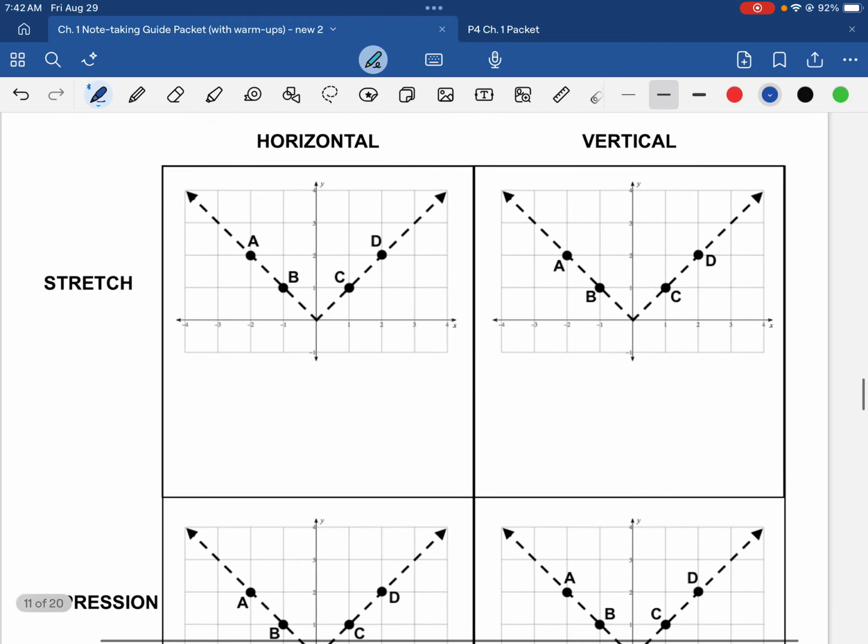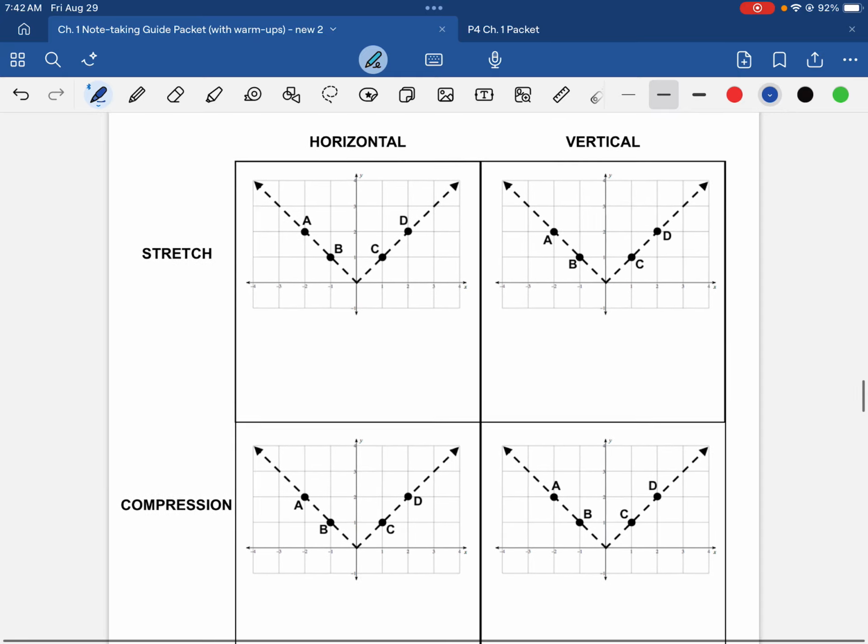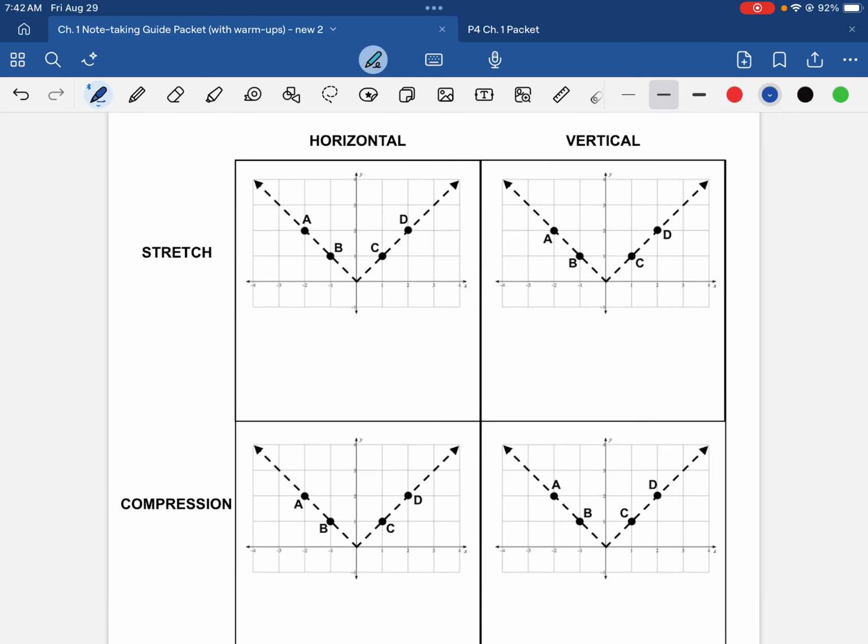Okay, so I'm going to look at the 4 types of stretches and compressions and get a little chart going here to organize things. Okay, so I've got the parent graph already drawn on all 4 of these graphs. So let's start with a horizontal stretch. So you might get a horizontal stretch with a function something like this. So we're on the inside with our coefficient, that gives us a horizontal change.